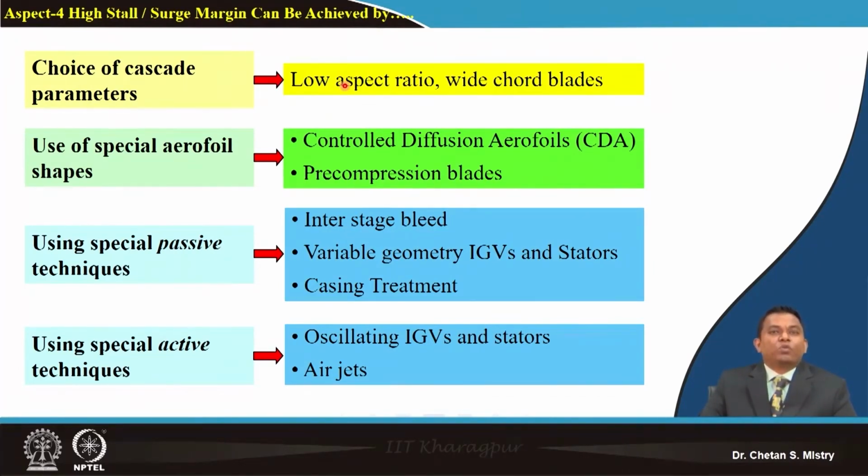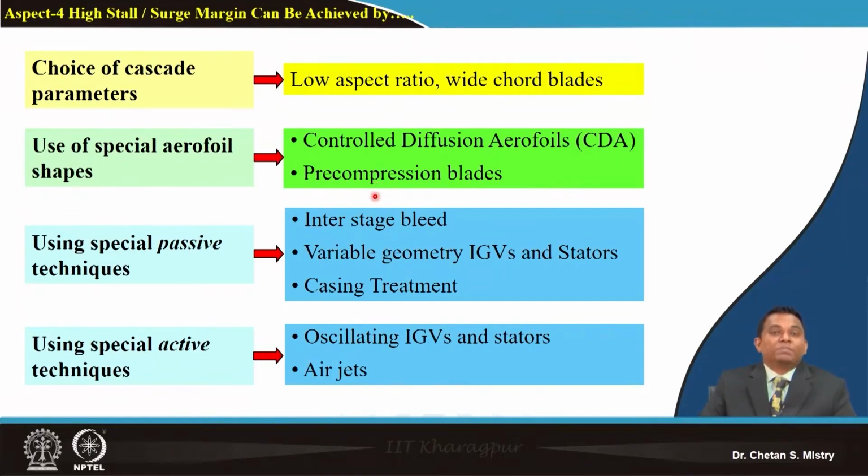Maybe somewhere we need to compromise in efficiency, but if we consider that loss of efficiency together with the gain of operating range, people are moving more towards a wider operating range requirement. Next are special kinds of aerofoils. What we have discussed is controlled diffusion aerofoils, which are wide chord aerofoils. We also discussed the pre-compression blades. Just realize how nicely we are managing our shocks on the suction surface of the blade.